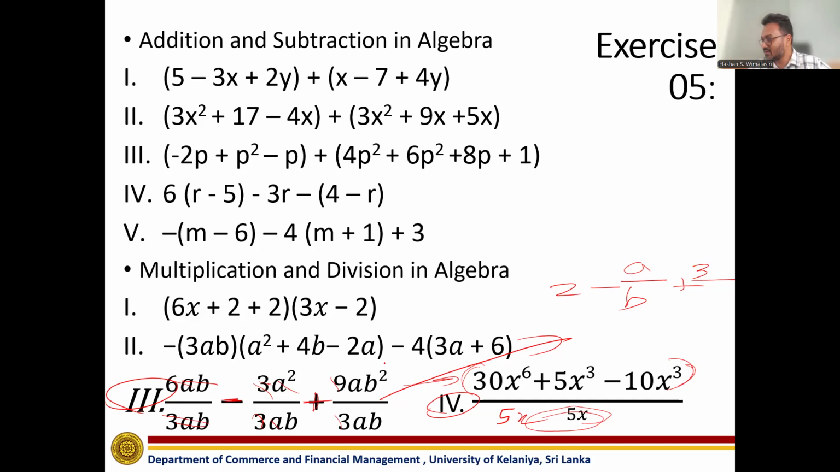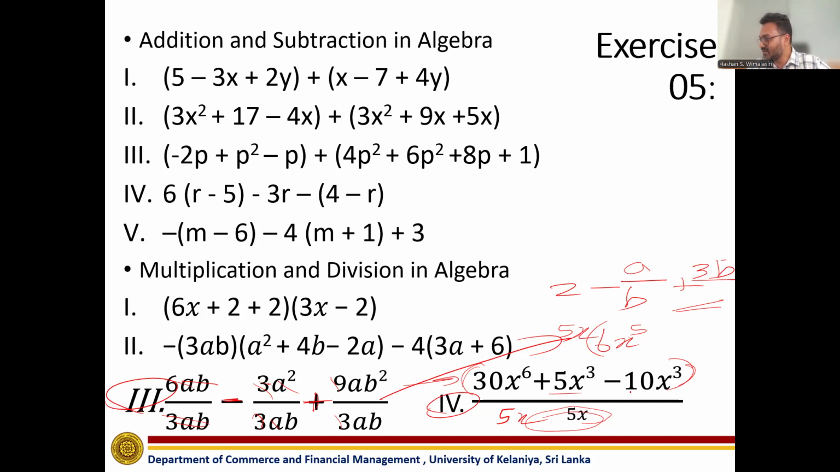So then again AB, again B. This is the final answer, and you can settle, remove this one, 6x5. You can get the 5x out of this as a common term.